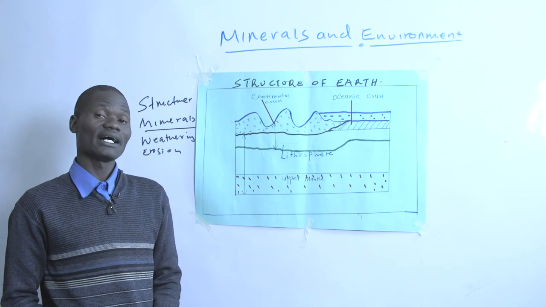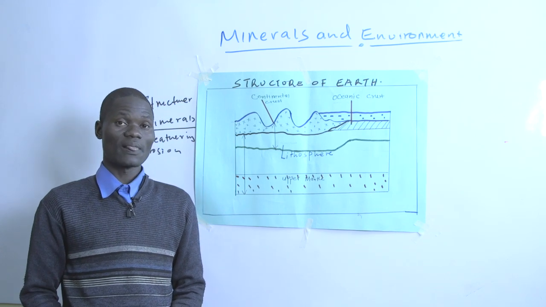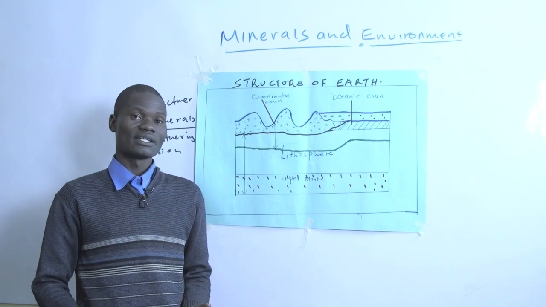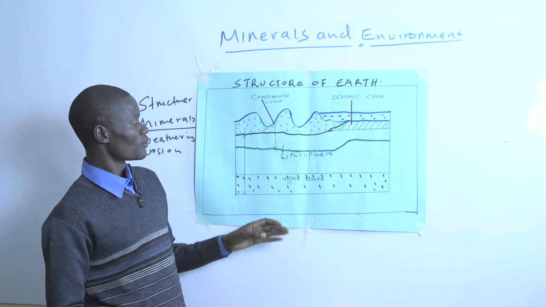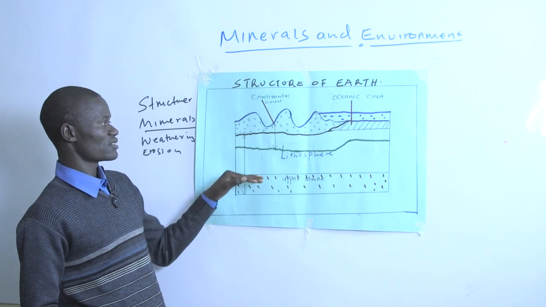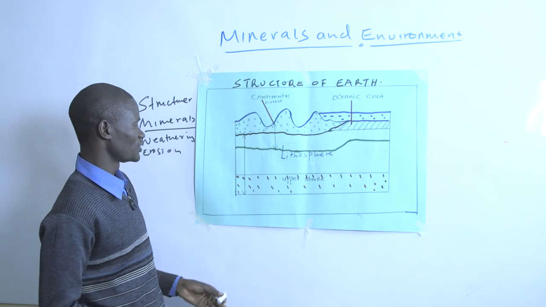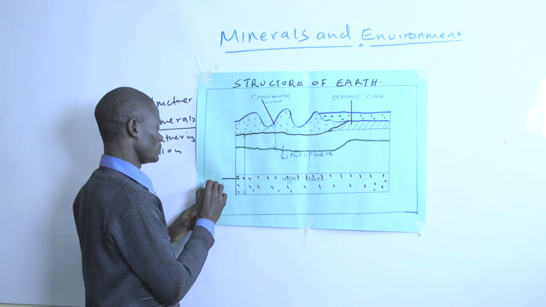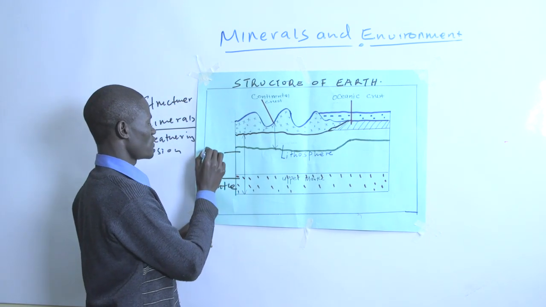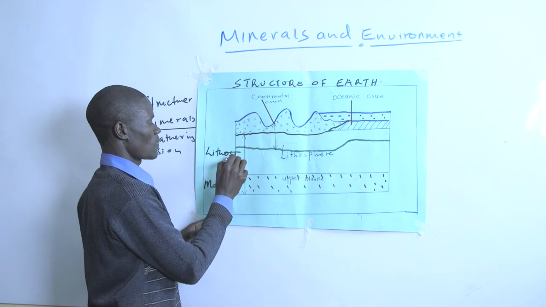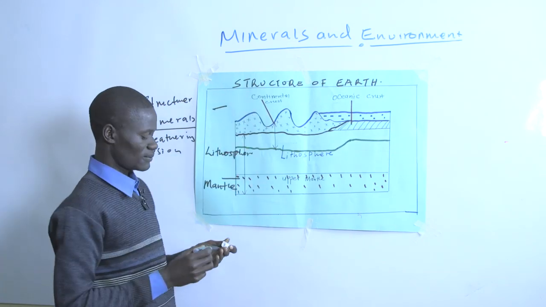We had learned that the earth is made up of three principal parts of the structure: the core, the mantle, and the crust. Today, we have picked a little part of the structure of the earth, but we have left the core. We have only pictured the upper mantle. This is the upper mantle, and then the lithosphere, and then it has what we call the crust.